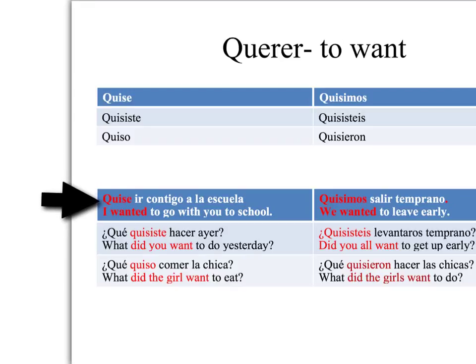Quise ir contigo a la escuela, which translates, I wanted to go with you to school. And remember, students, all these are in the preterite, meaning that when you translate this to English, it will translate to the past tense. Pause the movie and take a look at the examples.